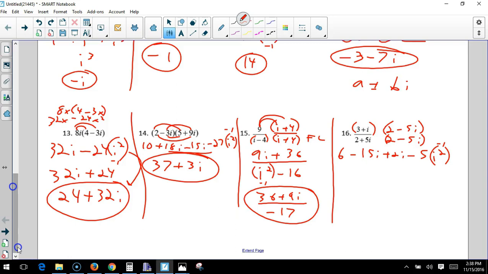We're going to join with the 6 and get 11. Negative 15i plus 2i is negative 13i. That's the top cleaned up in a plus bi form.